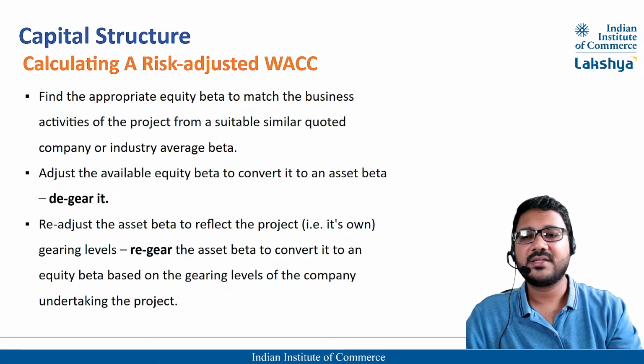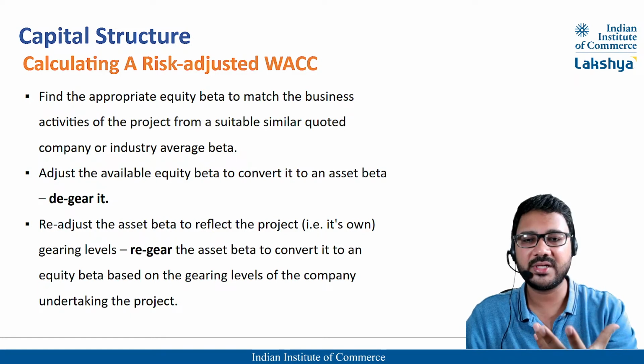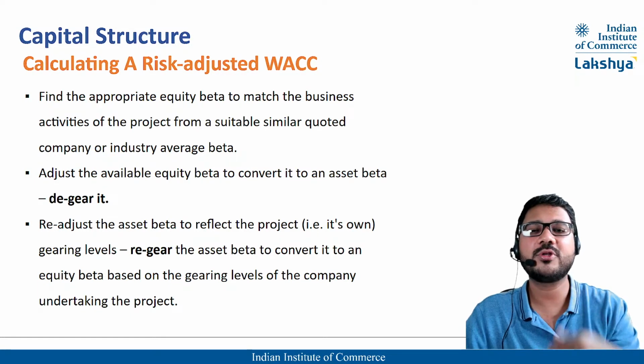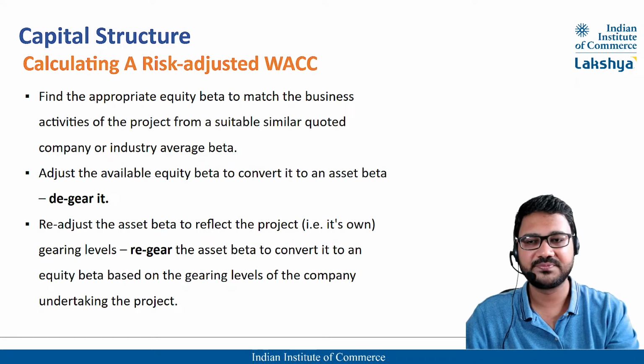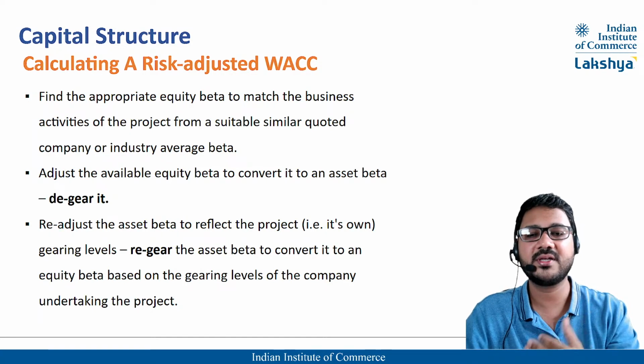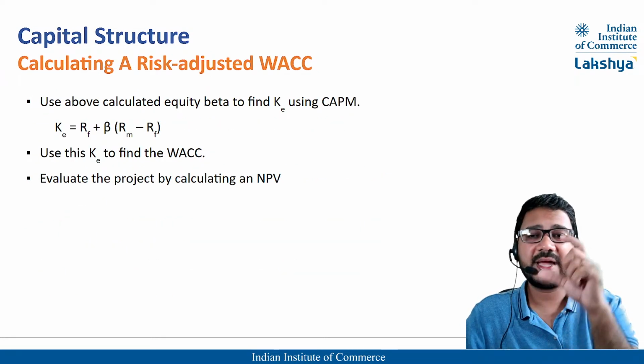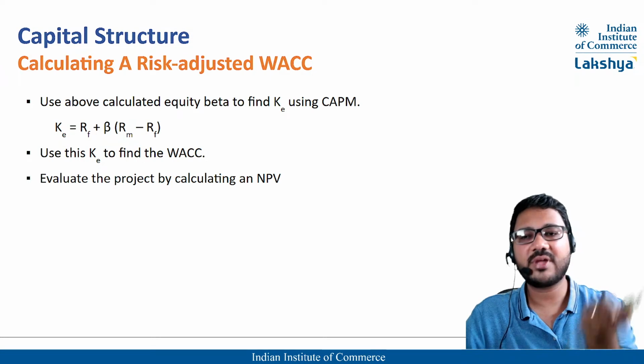Okay. And then we readjust the asset beta, that is in step number two, whatever asset beta we found, we are going to re-gear it, to reflect our own or the project's debt to equity level. So readjust the asset beta to reflect the project's own gearing levels, which is called re-gearing the asset beta to convert it into equity beta based on gearing levels of the company undertaking the project. Okay, and then you use that new equity beta to calculate your cost of equity through the CAPM formula.